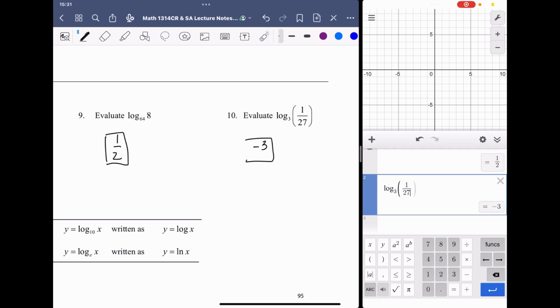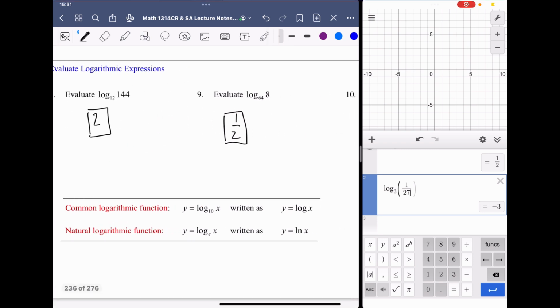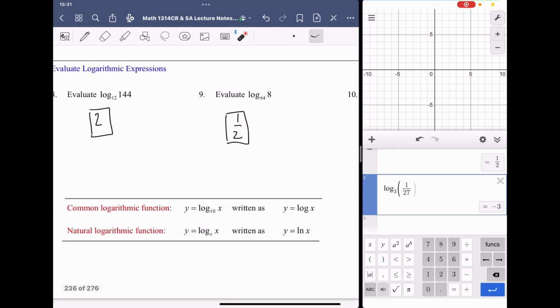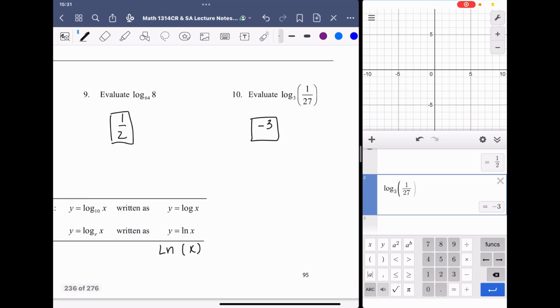-3. Okay, so down here it tells you how to write the common log, but we also haven't learned natural log. Natural log is ln. It doesn't have a base, so you just write the argument after it. The inverse of ln is e to the x.